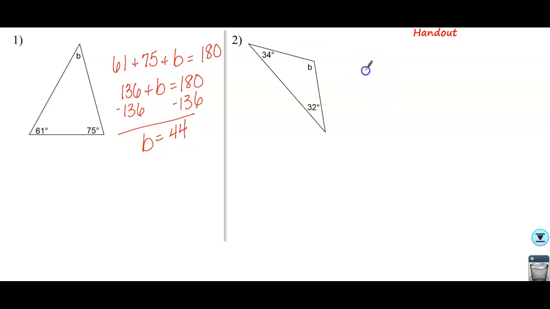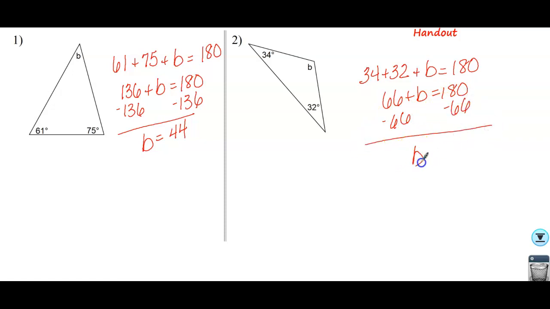Same thing you would do here. You would do 34 plus 32 plus b equals 180. Add those two together and you would get 66 plus b equals 180. And then when you subtract 66 from both sides, you will get b is equal to 114.